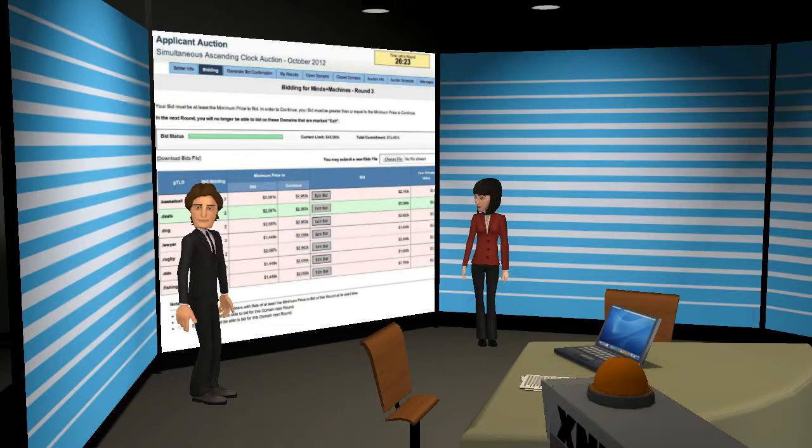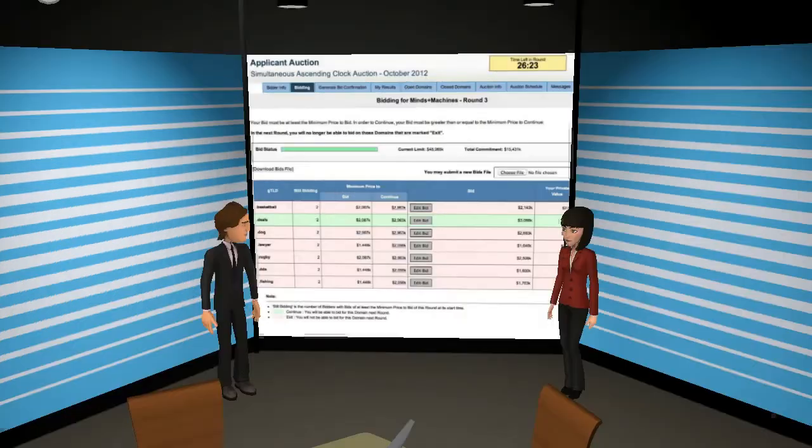The minimum price to continue is the smallest bid you may place in the current round, to be given the opportunity to bid in the next round. If you place a bid lower than the minimum price to continue for that round, you will exit from that domain. You will not be able to bid for a domain for which you have submitted an exit bid previously. So, what happens at the end of each round?